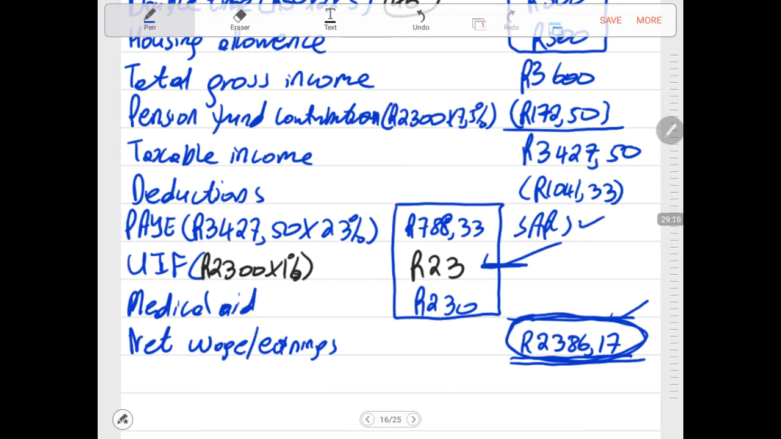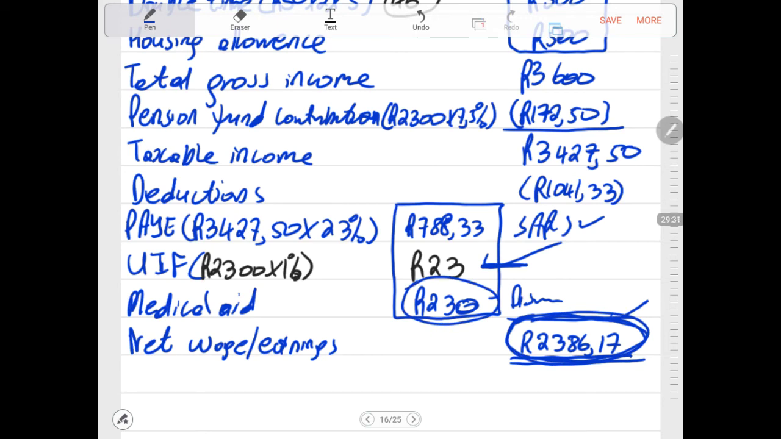Then the medical aid company could be different medical aid companies. You can name a list of them. Discovery is one of them, and other medical aids. So in this case, the medical aid company, which could be Discovery or any other medical aid company, will be receiving the 230 rand. It might not be on the same day, or it might be on the same day.